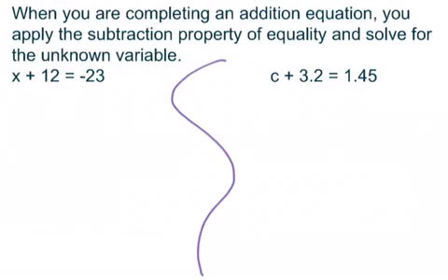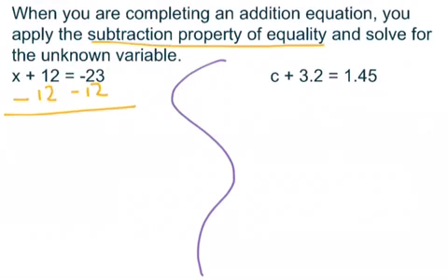When you're completing an addition equation, you apply the subtraction property of equality and solve for the unknown variable, which could be x, y, z, c, a, b, c. Here on the left, we have x plus 12 equals negative 23. So if I apply the subtraction property of equality, I'm going to subtract 12 on both sides. Why would I subtract 12 instead of subtracting 23? Because we want to get the variable x all by itself on one side of the equation.